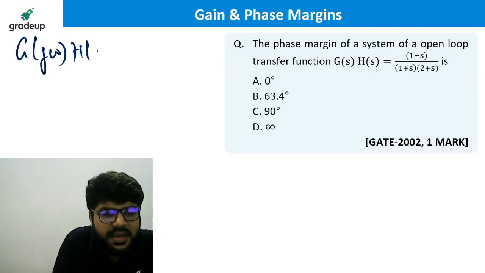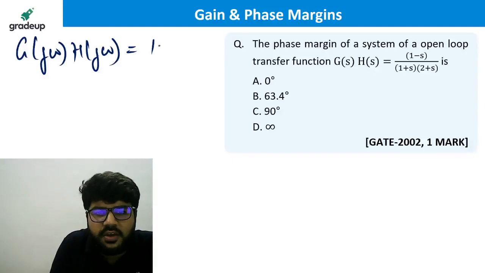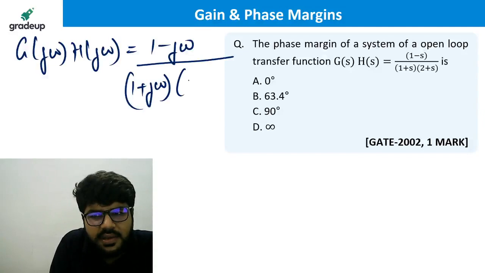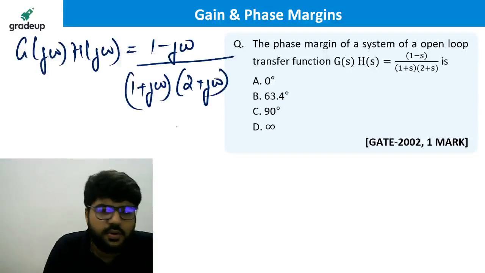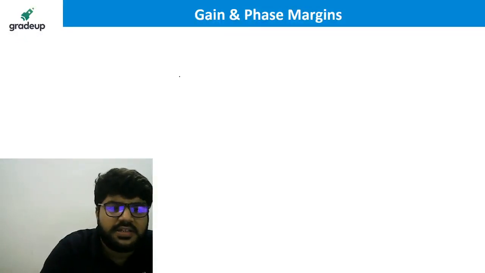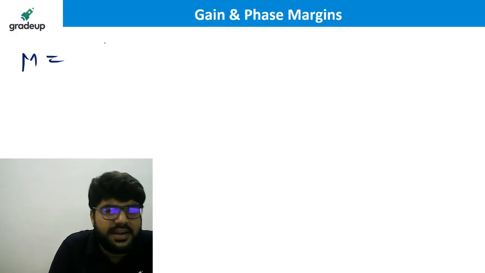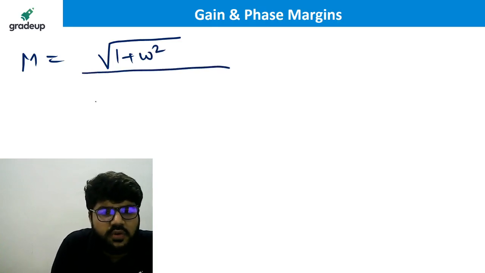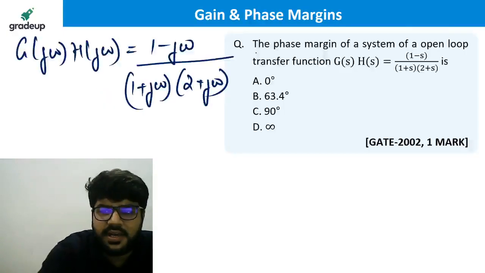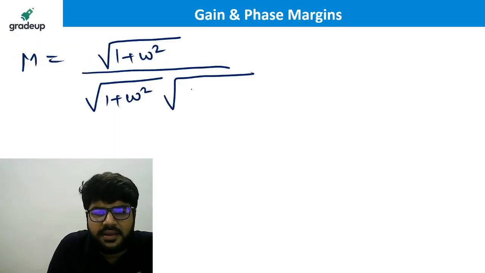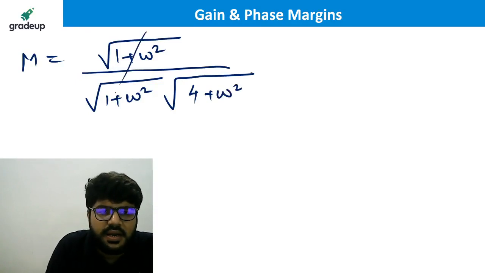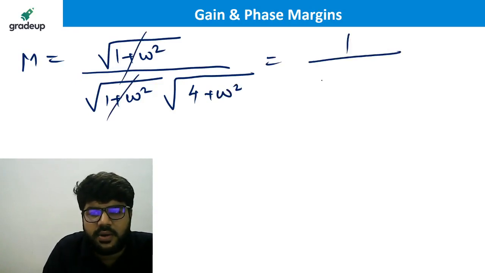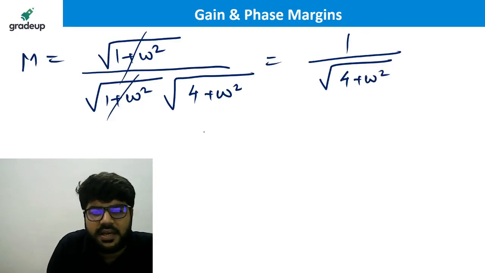What is G(j omega)H(j omega)? If I convert into the frequency domain, (1 minus j omega) upon (1 plus j omega)(2 plus j omega). So what is the magnitude function? Numerator and denominator have the conjugate terms. 1 minus j omega magnitude is root over 1 plus omega square. 1 plus j omega magnitude is also root over 1 plus omega square. Next is 2 plus j omega, so magnitude is root 4 plus omega square. Under root 1 plus omega square cancel and you get 1 upon root 4 plus omega square.